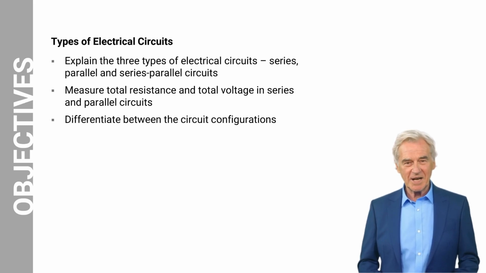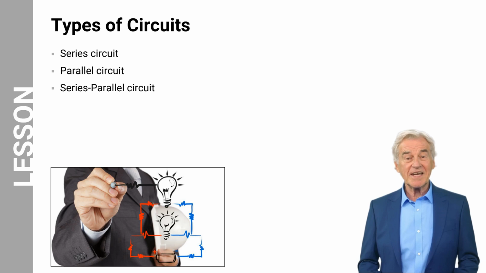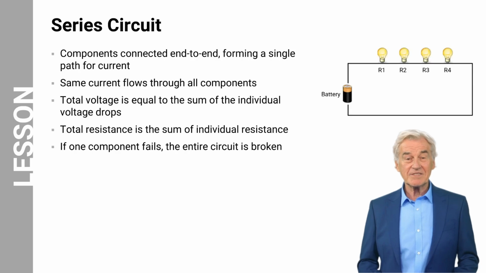You will learn how to calculate the total resistance and total voltage of different circuit combinations. You will also be able to identify and differentiate between the three types of circuit configurations. The three main types of electrical circuit configurations are series circuit, parallel circuit, and series parallel circuits. Let us start with the series circuit.